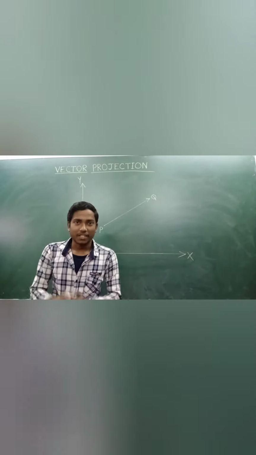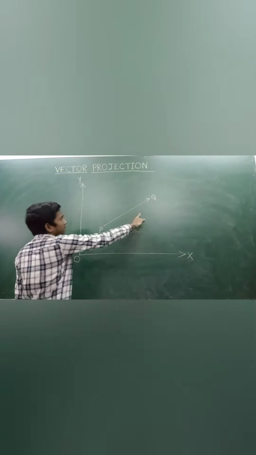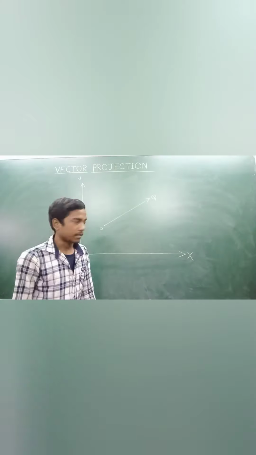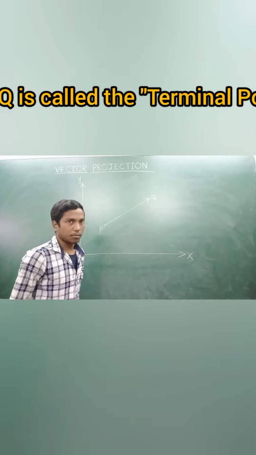So let's start with the definition of vector projection. Here you can see the definition on the screen. Let's have a look at this. There is a directed line segment PQ in this xy coordinate plane which represents a vector, and P is the point of application or initial point and Q is the terminal point.